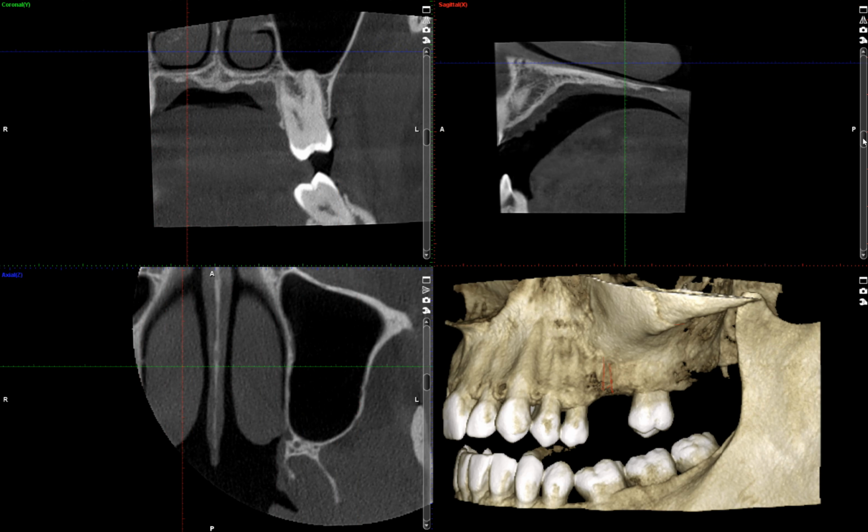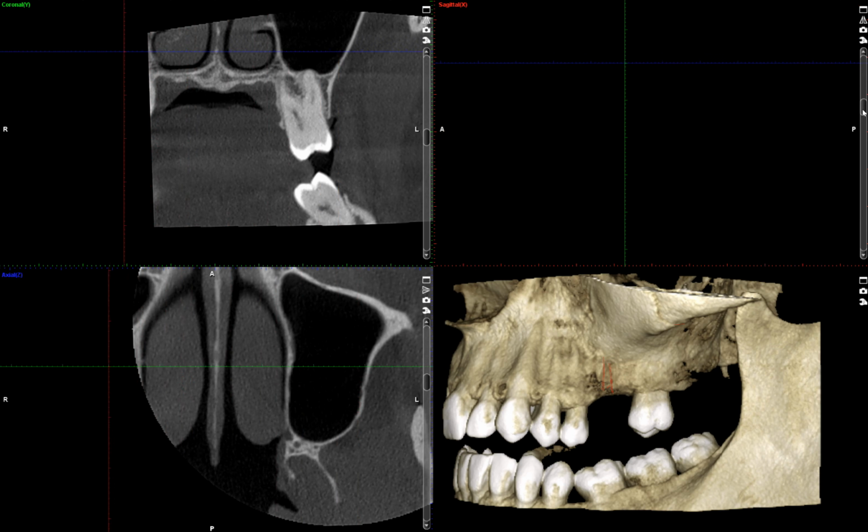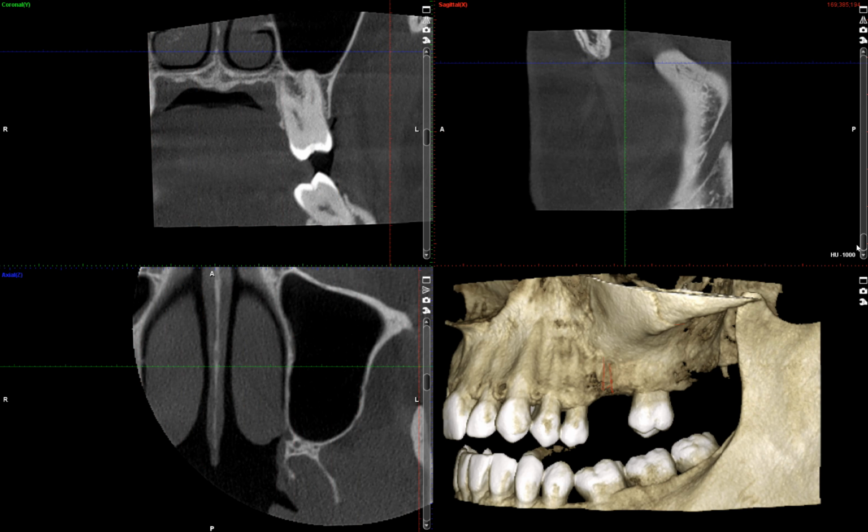That is part of the reason why I like to scroll from one end of the scan to the other end of the scan when I'm demonstrating the case in the videos.